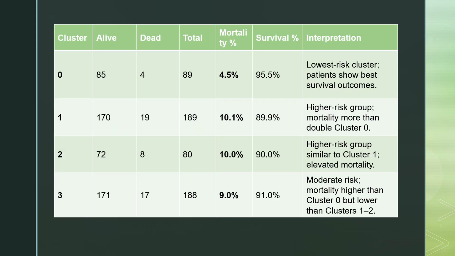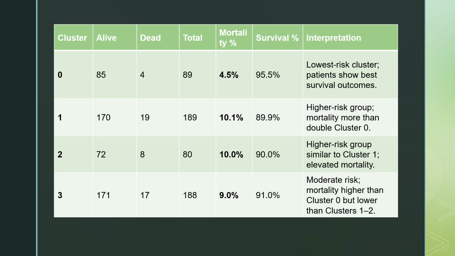Across the four clusters, overall survival rate remains high, but notable differences emerge when comparing mortality and vital sign patterns. Cluster 0 shows the lowest mortality of 4.5%, with relatively stable vital signs and minimal physiological stress. Cluster 1 demonstrates the highest mortality of 10%, driven by the most abnormal vital signs of high heart rate, elevated respiratory rate, and significantly low blood pressure, a pattern suggestive of systemic stress and early shock.